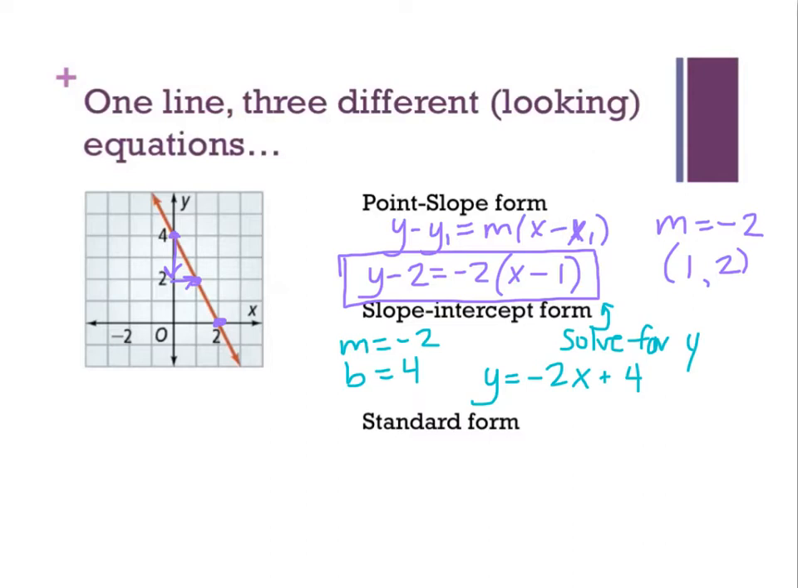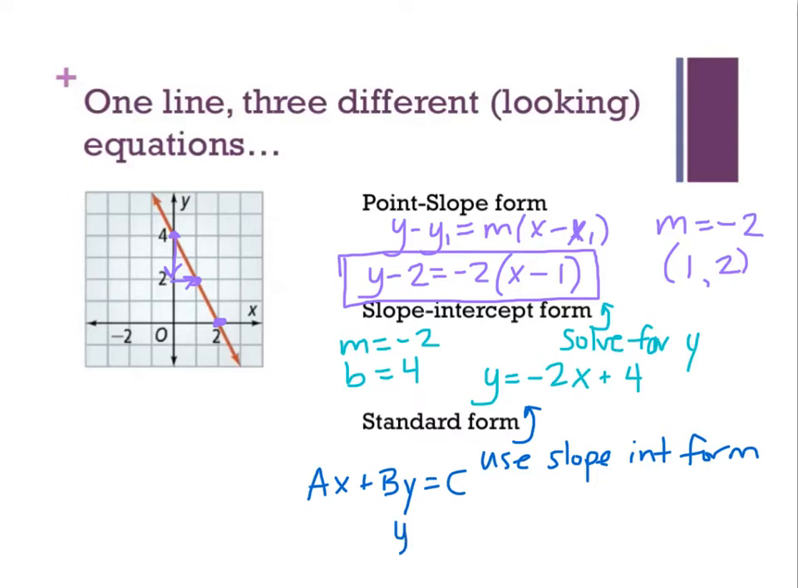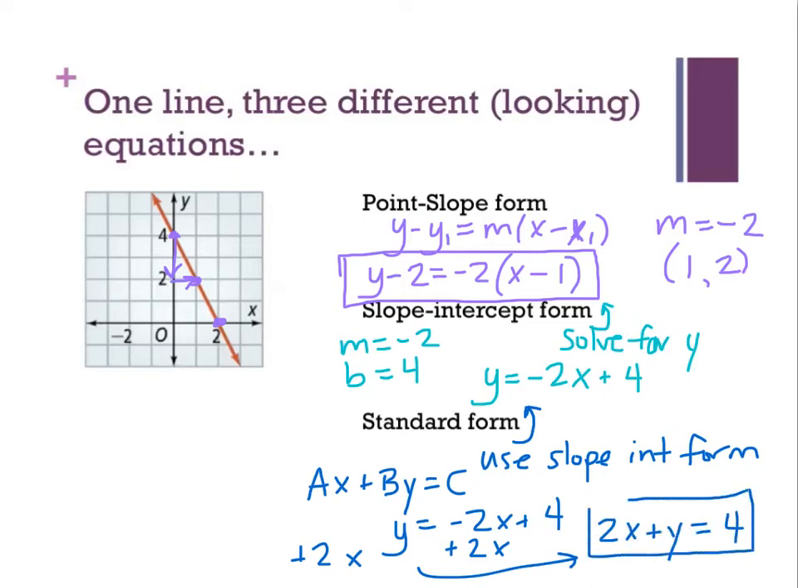All right, last one is standard form. For the standard form, you're going to take this one up here, and you're going to use slope-intercept form. And what you're going to do is you're going to get both the x and the y on the same side. Let's write down what standard form is. We want the x and the y on the same side. So if I take y equals negative 2x plus 4 and I add 2x to both sides, I've got my standard form. 2x plus y is equal to 4. And that's it. Okay, and I forgot to put a little box around this one. Let me put a little box around this one. 3 different looking equations, one nice basic line.